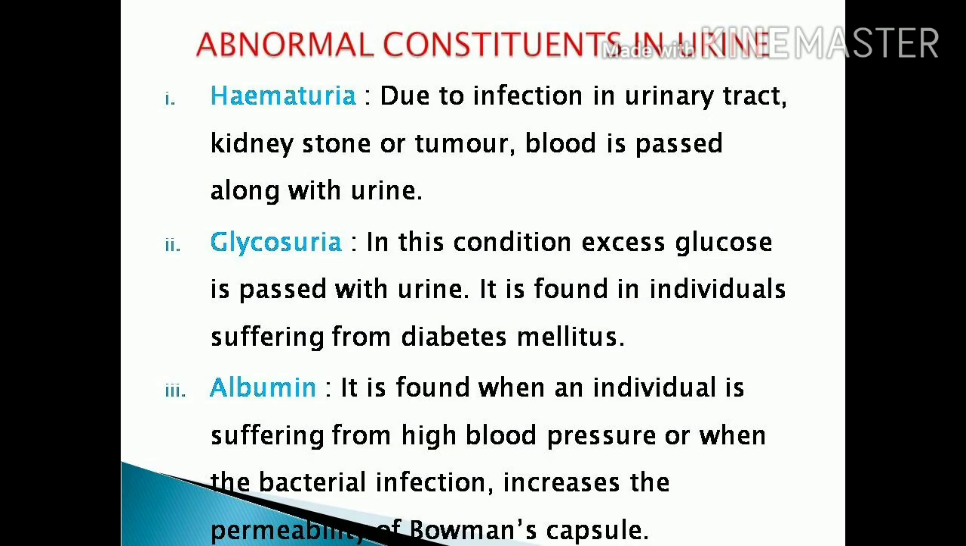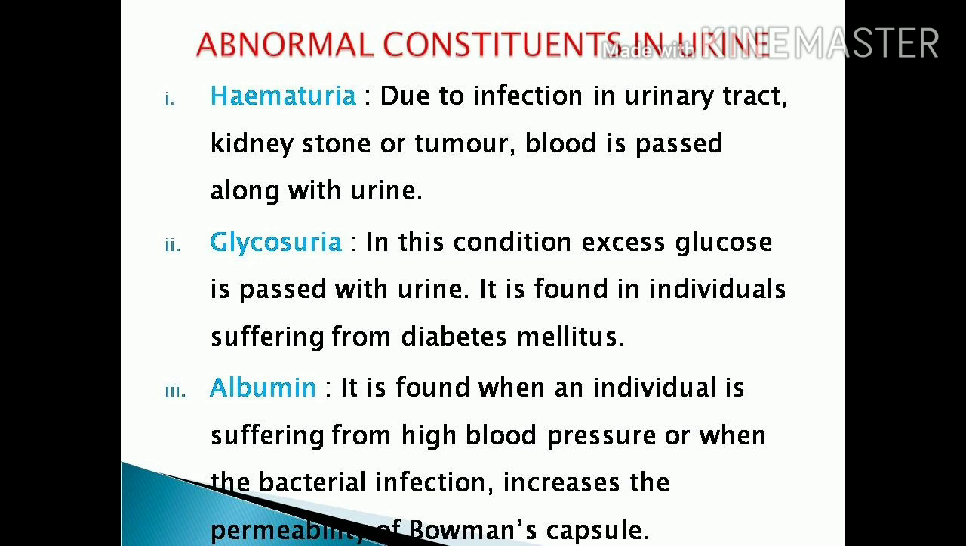Next, abnormal constituents in urine. First one, hematuria. In this condition, blood passes with urine due to some infection in the urinary tract, kidney stones or tumor. Along with the urine, the blood also passes. That condition is called hematuria.